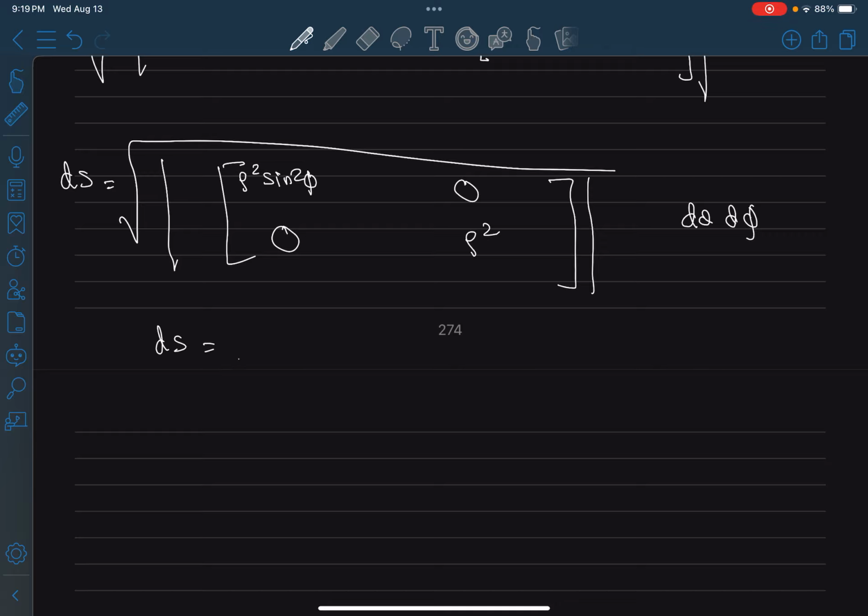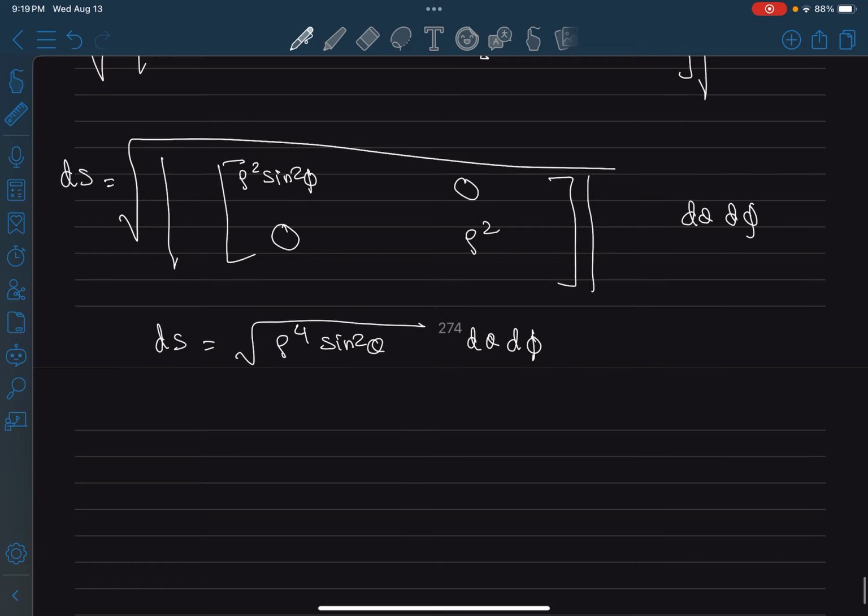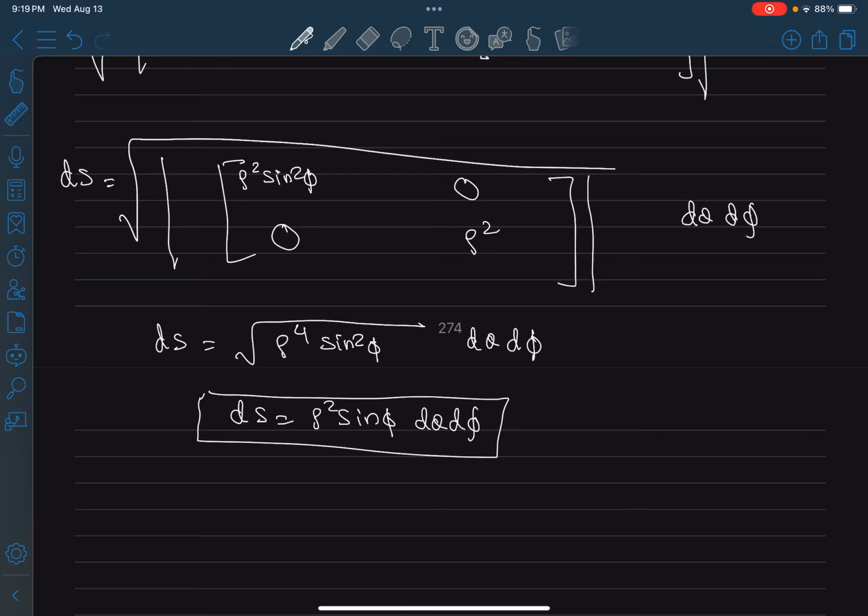Now this ds is the determinant of, this is just rho to the power 4 sine square phi d theta d phi. So ds is just rho square sine phi. I'm sorry, guys. So rho square sine phi d theta d phi, and that's exactly the surface element that we wanted. Now it's so easy.